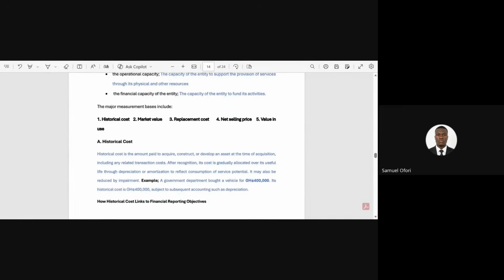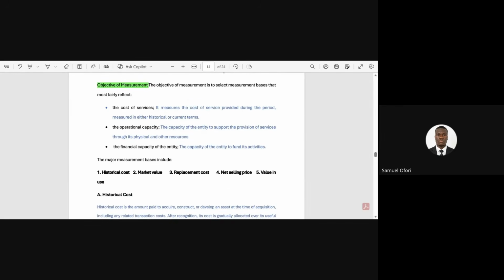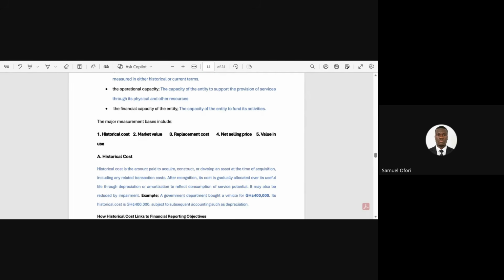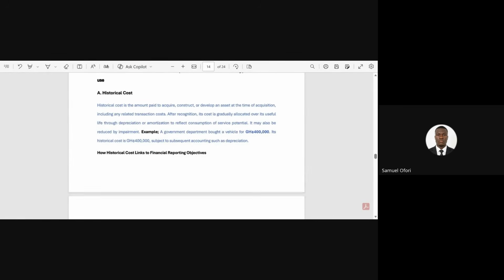So a government department bought a vehicle for 400,000. It is a historical cost, it was 400,000, subject to subsequent accounting such as what? Depreciation. Okay, so that's the historical cost. So we are going to look at how this historical cost can be linked to these three: the objectives, the cost of service, the operational capacity, and the financial capacity. I will do only the historical cost, and the remaining ones, please, you read on them. Okay. Thank you very much.